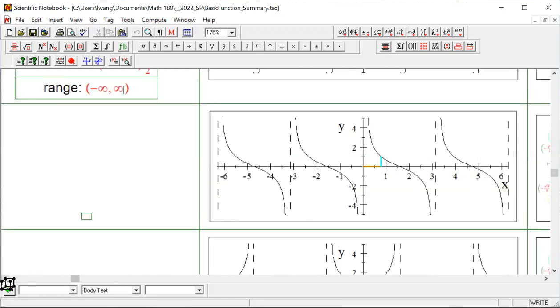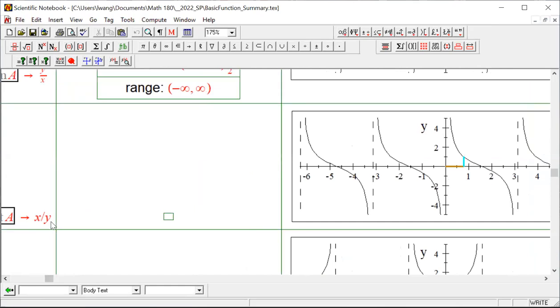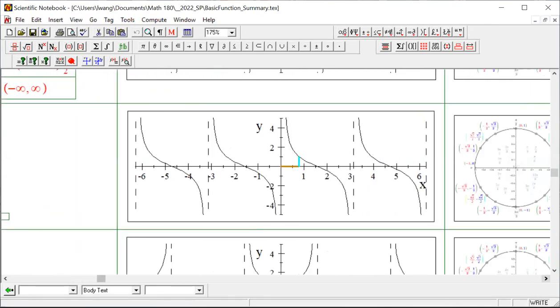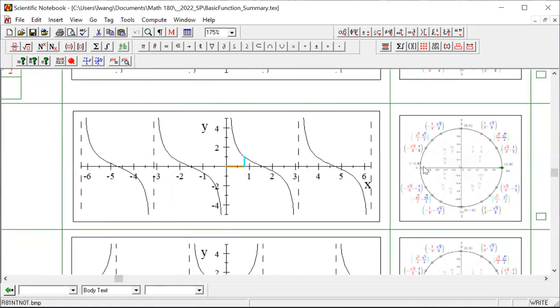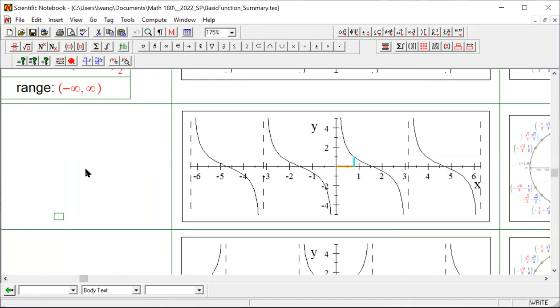For cotangent, the denominator is y. Therefore, whenever y is 0, where we have these two cases, when the terminal is on the standard position or the opposite direction, overlapping with the direction of pi, those cannot be in the domain.